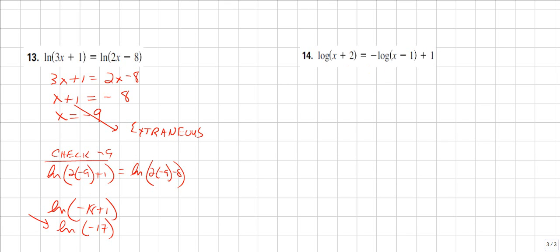Okay, let's move on to the next problem, and what I have is a logarithm equals a logarithm plus a number. So what I want to do is combine these two logarithms into one logarithm. So let's go ahead and add log of x minus 1 to both sides so that I can move the logarithm over. And what I'm going to get is the logarithm of x plus 1 plus the log of x plus 2 is equal to 1.